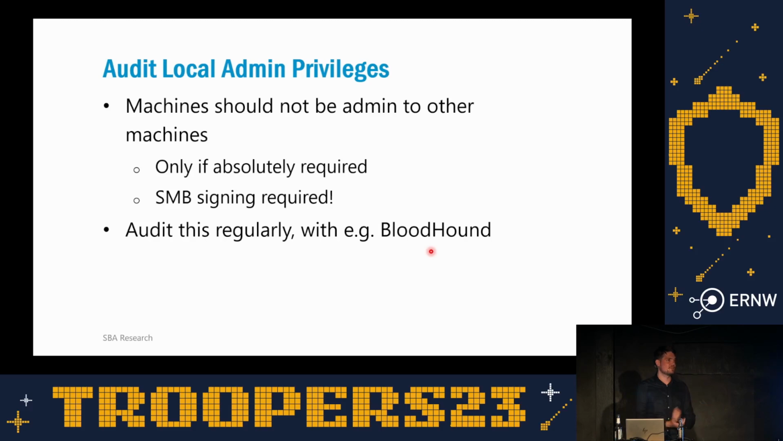Audit local admin privileges is something that you most probably do anyway if you have some information security management system, but also look into machine accounts. Machine accounts can also be misconfigured, not only in our SCCM case, but it can also be that a machine account was accidentally moved into a group and has local admin privileges on another machine. This should only be happening if absolutely required, and SMB signing should be required. And how you can audit this, I showed you the BloodHound Cypher query before. Maybe there are other tools as well.